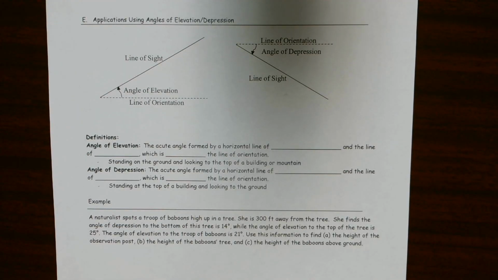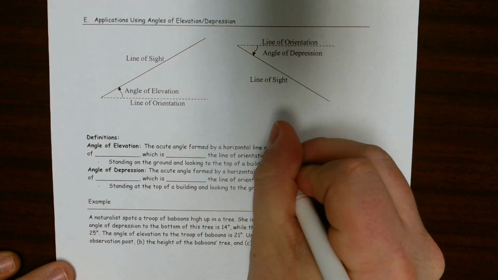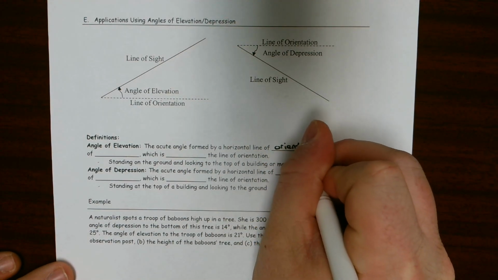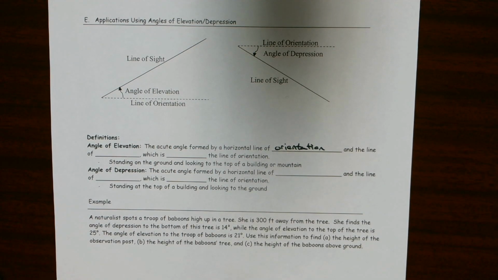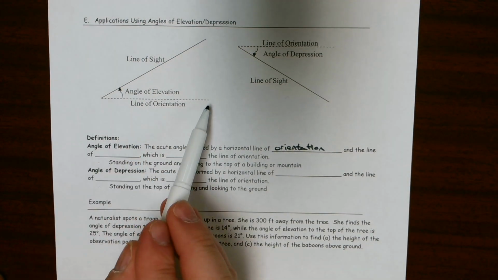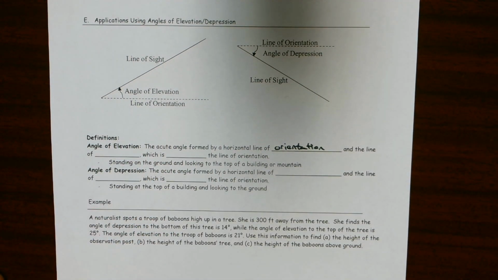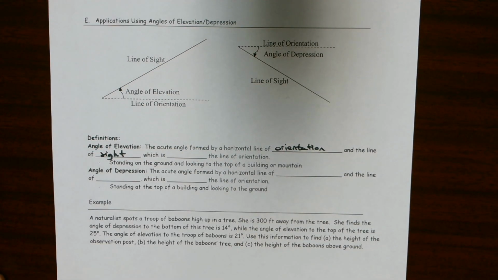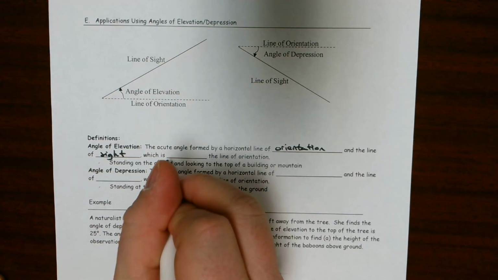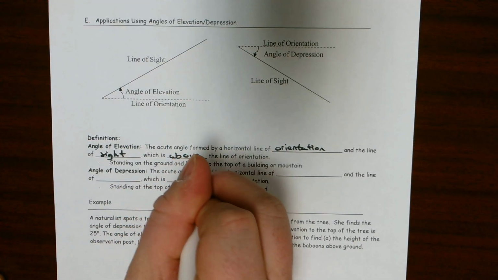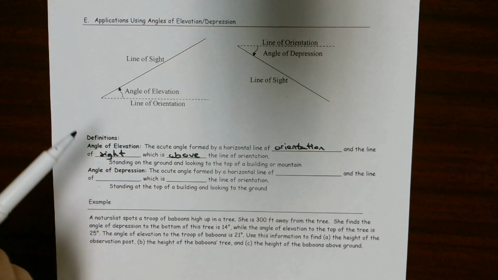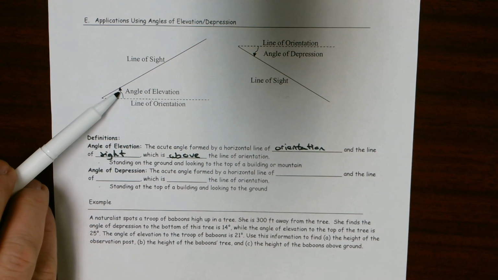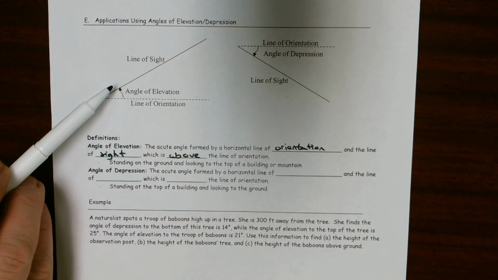The angle of elevation is the acute angle formed by a horizontal line of orientation, meaning looking straight forward. You can see it right here. And the line of sight, which is above the line of orientation. So it should make sense that the angle of elevation is an angle that is elevating or going up.